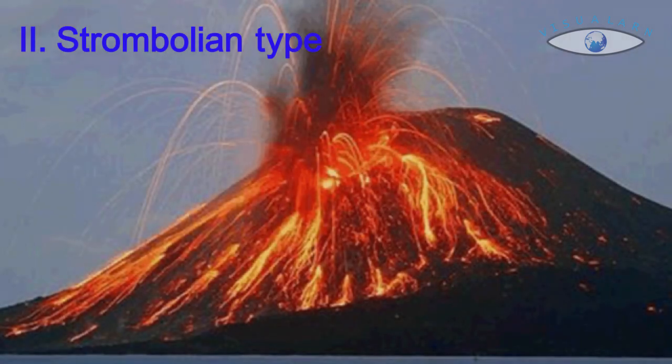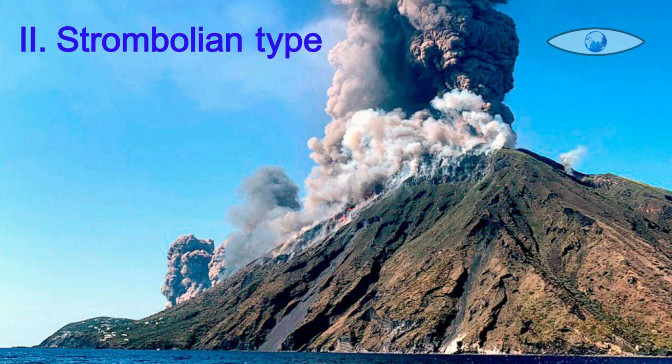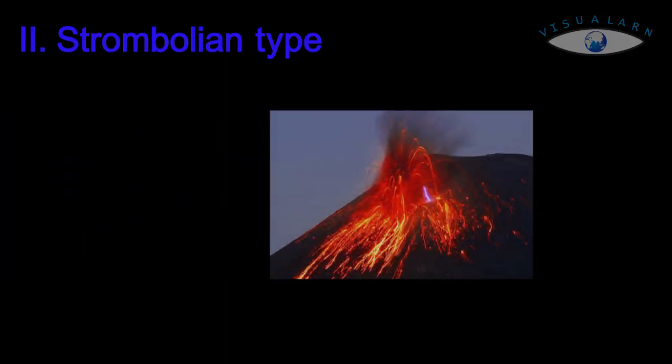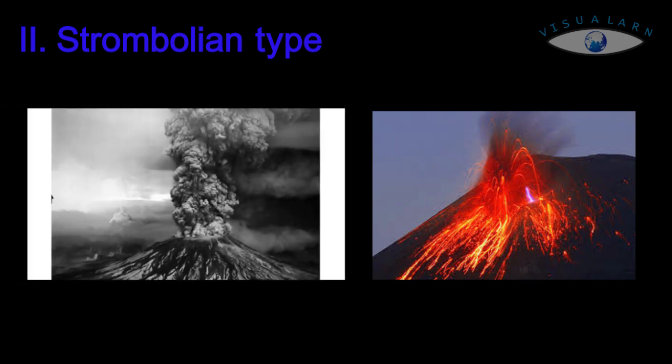Strombolian type. Such volcanoes are named after the Stromboli volcano of Lipari Island in the Mediterranean Sea. Besides lava, other volcanic materials like pumice, scoria, bombs, etc. are ejected to greater heights in the sky. The eruptions are nearly continuous, but sometimes they are interrupted by long intervals.